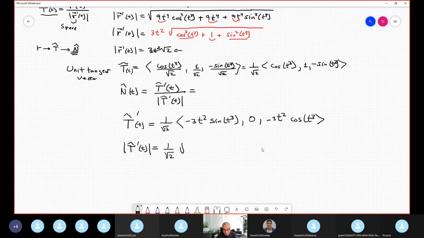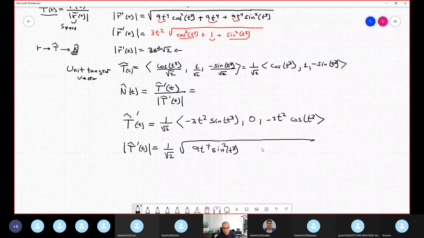And the magnitude of this is the square root. This guy squared is 9t squared sine t cubed squared. So this is not squared, 4. Sorry. It's minus 3 squared is 9, t squared is 4, t to the 4th power, and sine squared. And 0 squared is 0. And this is all negative, but when you square it's positive. So it's exactly the 9t to the 4th, cosine squared t cubed.